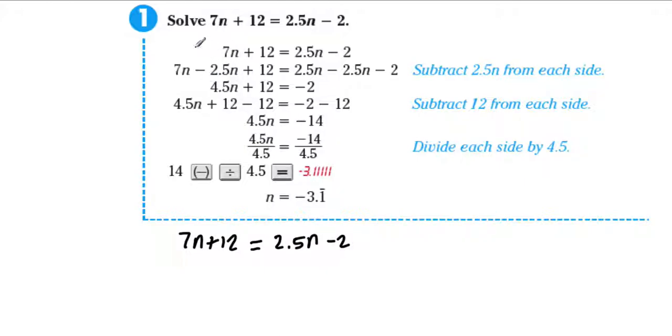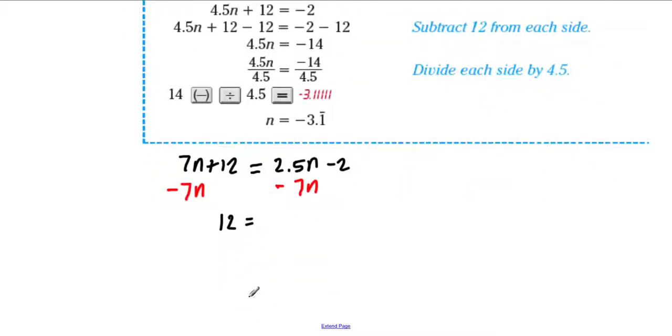So in method 1, we undid 2.5n by subtracting 2.5n from both sides. In this case, we will now undo 7n. So in order to undo 7n, we simply subtract 7n from both sides. If you subtract 7n from both sides, you end up with 12 equals negative 4.5n minus 2, because the 7n terms become 0.